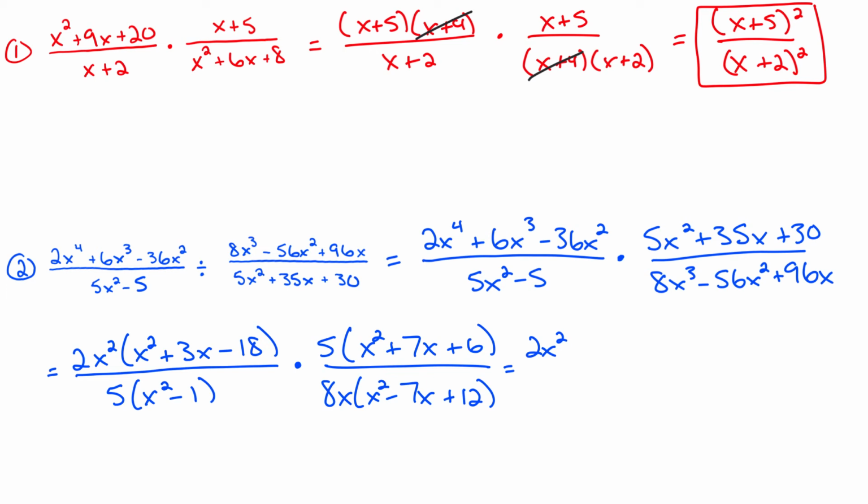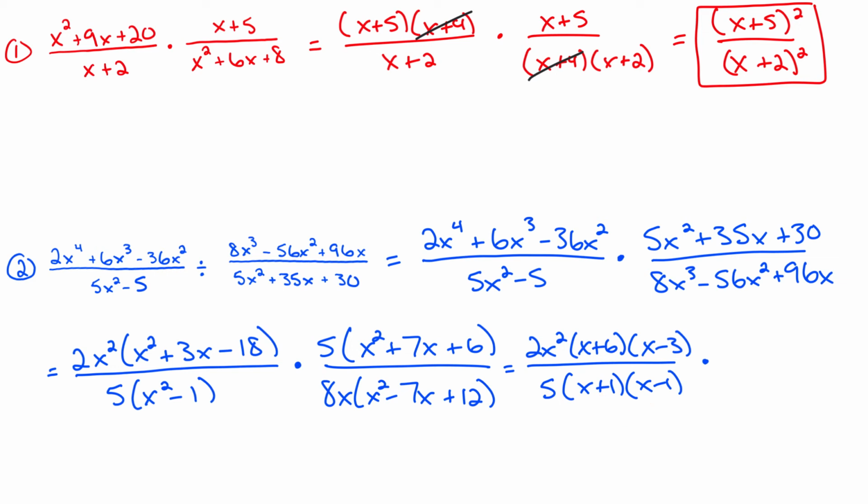This will become 2x squared times x plus 6 times x minus 3, all divided by 5 times x plus 1 times x minus 1, because that's a difference of squares, times, and now if you want to keep doing factoring, go right ahead. I am going to cheat a little bit, because I'm willing to bet that when I factor this, either x plus 1 or x minus 1 is going to show up.